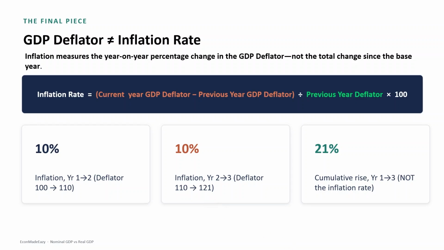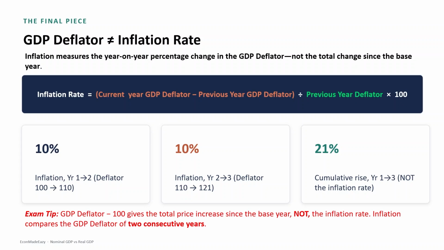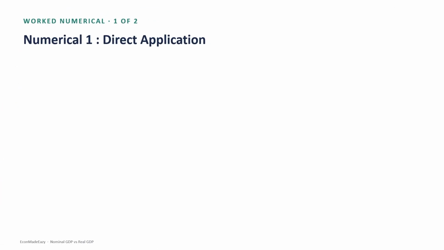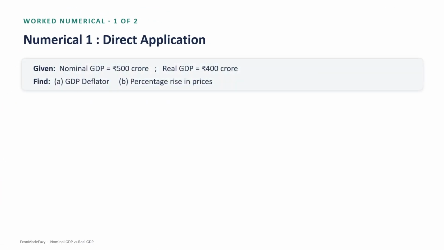So the simplest way to remember this is the GDP deflator tells us where the price level is, as compared to the base year. But inflation rate tells us how fast that price level is changing from 1 year to another year. It is between 2 consecutive years. Now let us attempt one question. Nominal GDP is 500 crores and real GDP is 400 crores. And you have to find GDP deflator and percentage rise in prices.